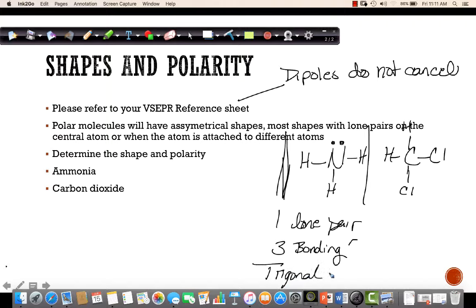And if you do not remember any of these shapes, I definitely suggest you go through and at least memorize the most basic ones, like tetrahedral, trigonal pyramidal, trigonal planar, because that will be something they can test you on.